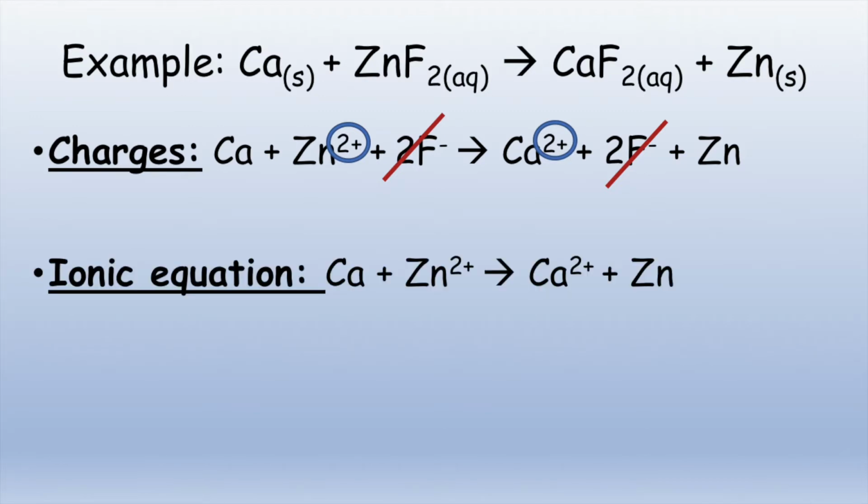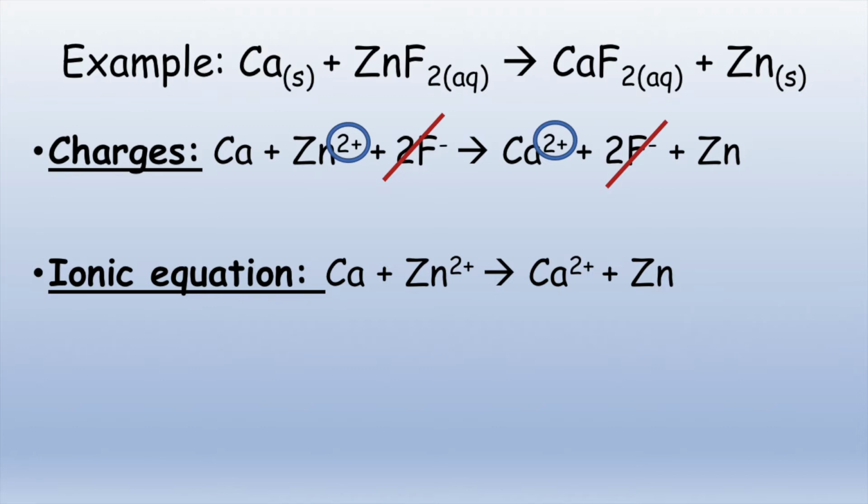Here is the final ionic equation. It shows that calcium has gone from an element to an ion with a 2+ charge. It also shows where the zinc has gone from an ion with a 2+ charge to zinc as an element. It's important that you remember these rules. Elements are always neutral because they have not lost any electrons. Metals will always be positive because they lose electrons, and non-metals will always be negative because they gain the electrons.